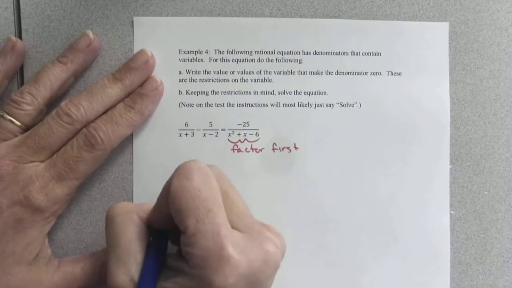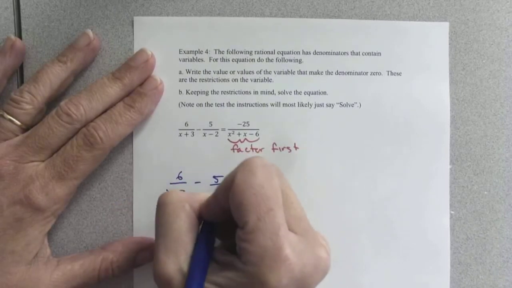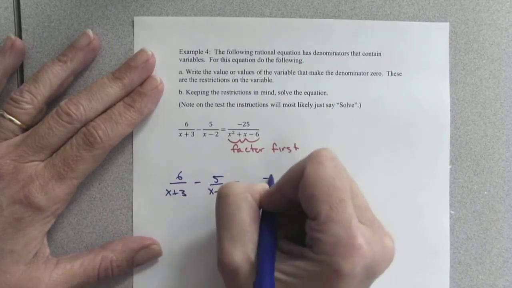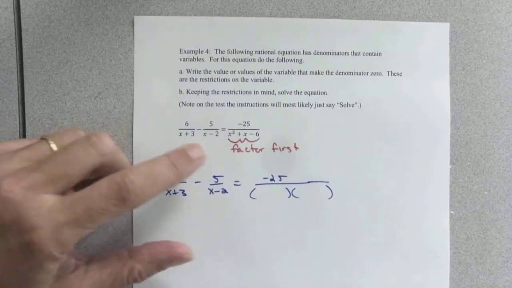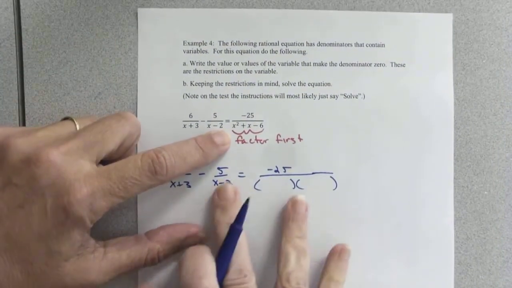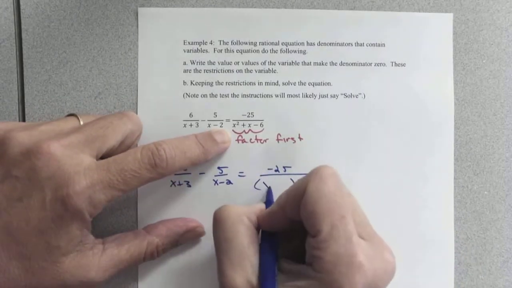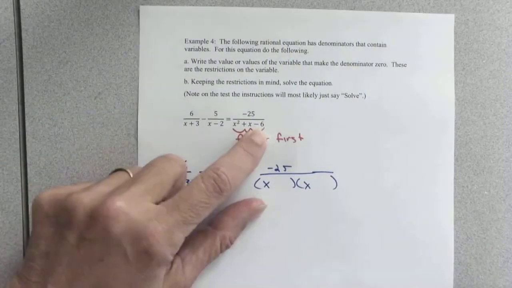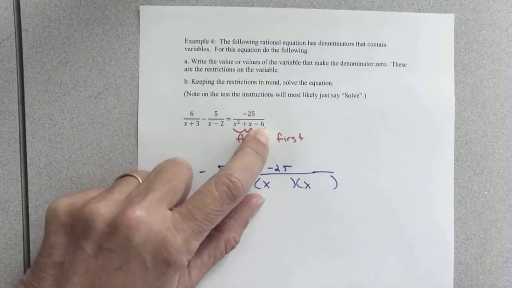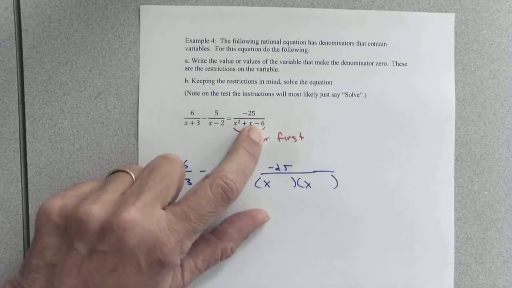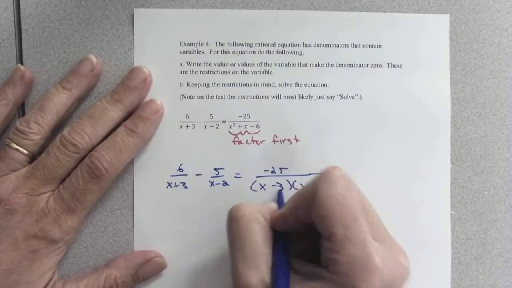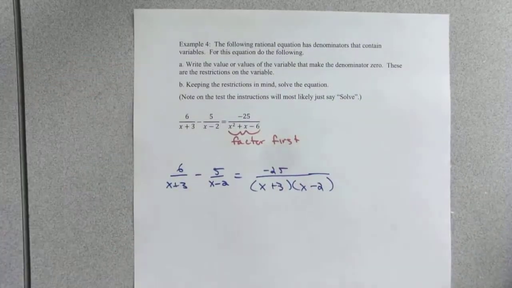And so that's going to be 6 over x plus 3 minus 5 over x minus 2 equals negative 25. And then some basics here. We need the first terms in each one of the parentheses to multiply to be x. So x and x. We need the last terms to multiply to be negative 6. But when I do a FOIL with the outside and inside, I have to come up with that x in the middle there. So things that multiply to be negative 6 would be plus 3 minus 2.